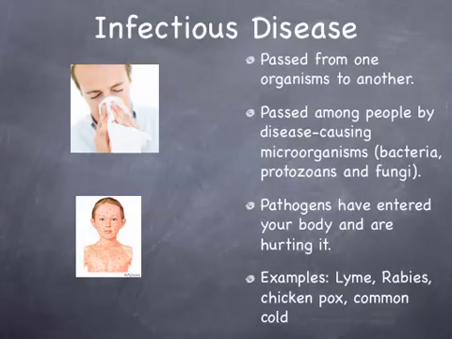Infectious diseases. These diseases are passed from one organism to the next. These diseases can be passed among people by disease-causing microorganisms. And some examples of those disease-causing microorganisms could be bacteria, protozoans, and fungi. During an infectious disease, a pathogen has entered your body, and it's in some way hurting it or harming it. Some examples of infectious diseases are Lyme, rabies, chickenpox, and even the common cold. These are just a few examples.